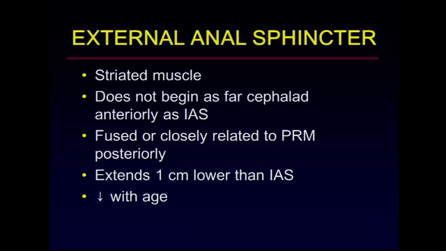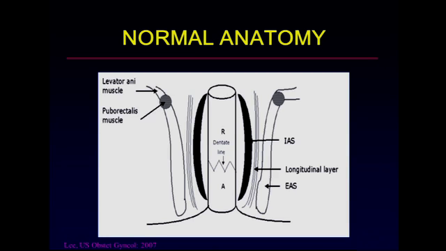The outer component of the sphincteric complex, namely the external sphincter, is comprised of smooth muscle. And this does not begin as far cephalad, at least anteriorly, as the internal anal sphincter. And in the cephalad portion, it is typically fused or very closely related to the puborectalis muscle posteriorly. It extends, however, lower than the internal anal sphincter to the opening of the anal orifice and at least 1 centimeter below the lower margin of the internal anal sphincter. And the diameter of the external anal sphincter tends to decrease with age.